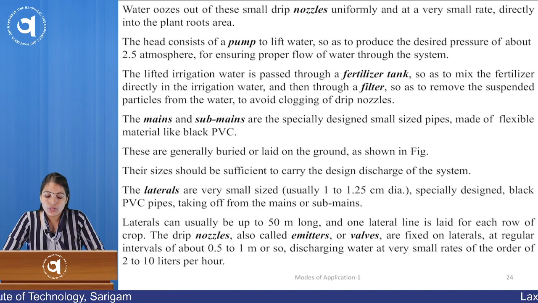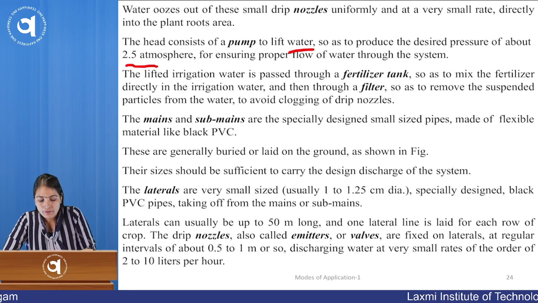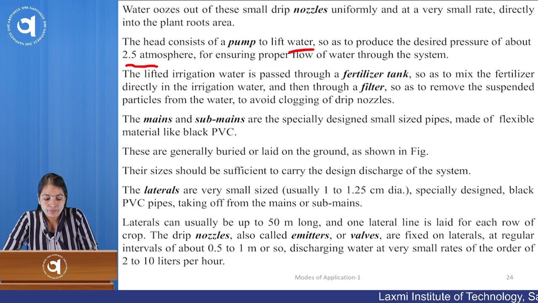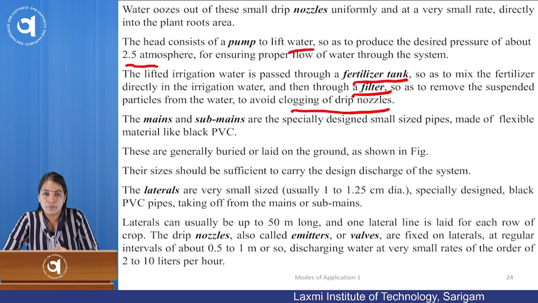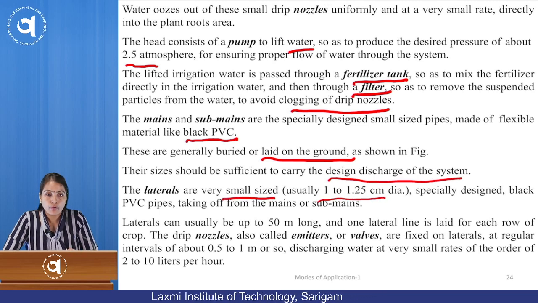So this water reaches the drip nozzle uniformly at a very small rate and directly to the plant root area. The head consists of a pump to lift water and produce the desired pressure, and this pressure is 2.5 atmospheres. This lifted water is passed through a fertilizer tank, which directly mixes with the irrigation water, and then through a filter to remove the suspended particles from the water and avoid clogging of the drip nozzles. The main and sub-main pipes are made of black PVC, and these are buried or laid into the ground as we have shown in the figure. The size should be sufficient to carry the desired discharge of the system. Laterals are very small, 1 to 1.5 centimeter in diameter, and these PVC pipes take off from the main or sub-main.